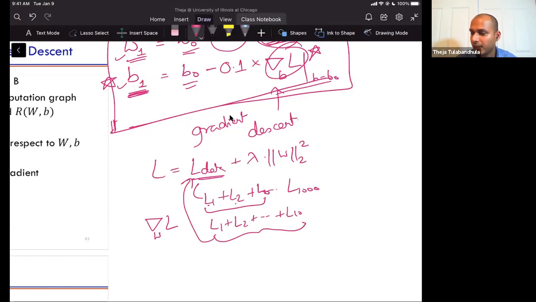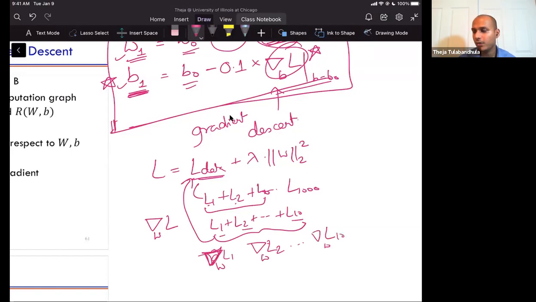So the first, second, up to 10th examples are a batch. Maybe in the next iteration, I don't want to look at the first through 10th examples. Let my batch be the 11th to 20th examples only. Then I'll only compute the gradient of L1 with respect to W, sorry, delta, the gradient of L2 with respect to W, and the gradient of L10 with respect to W.